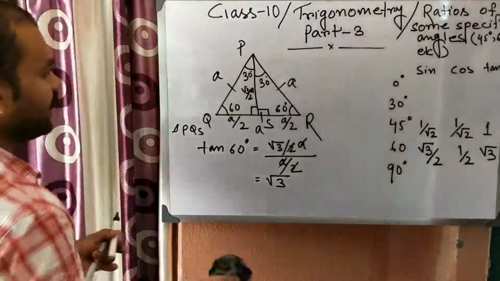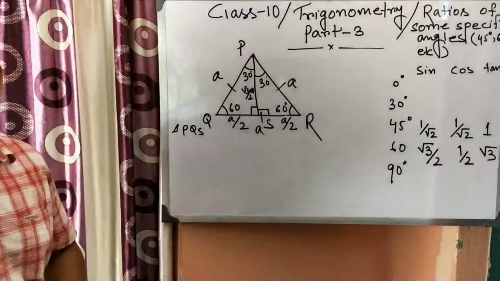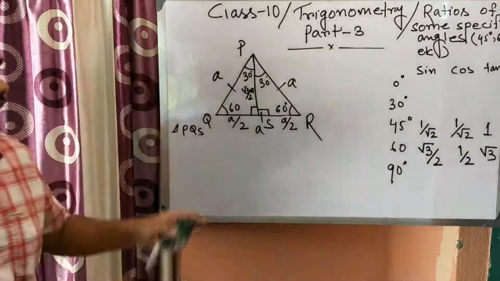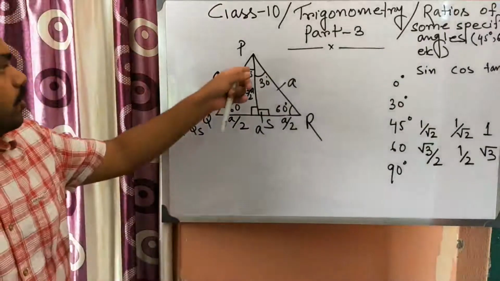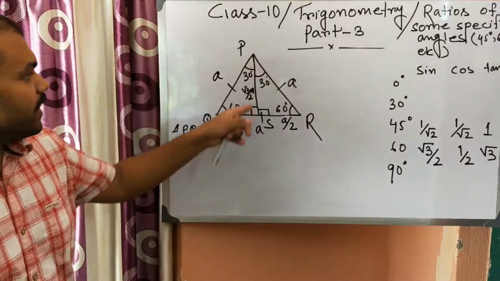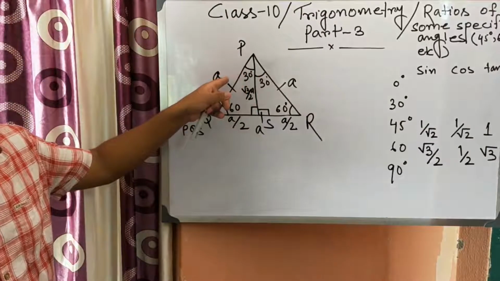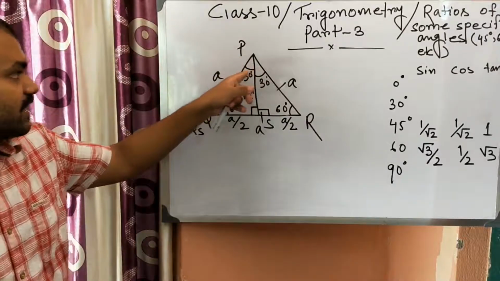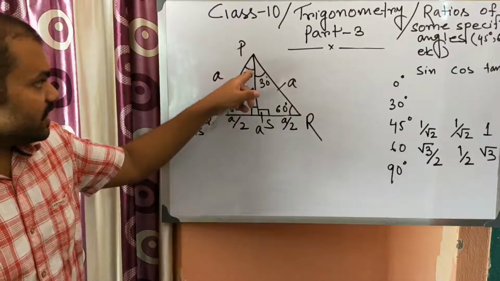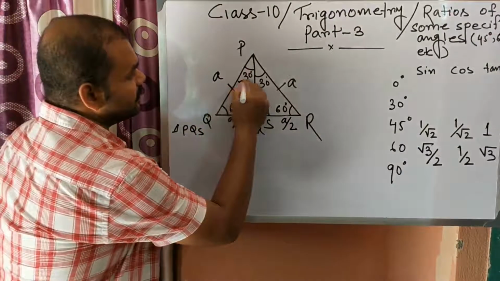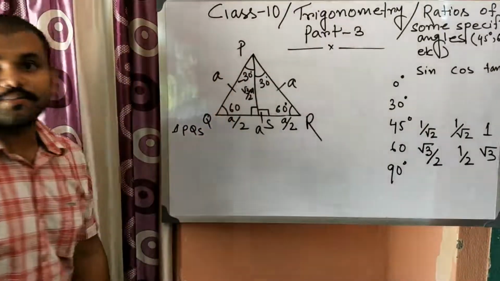Now how to find the values of 30 degrees? From this triangle we can also find the ratios of 30 degrees. From PQS, if we consider this angle theta, then we can find the trigonometric ratios for 30 degrees. This 30 degree angle QPS, with respect to this 30 degrees, QS is the perpendicular and PS is the base.